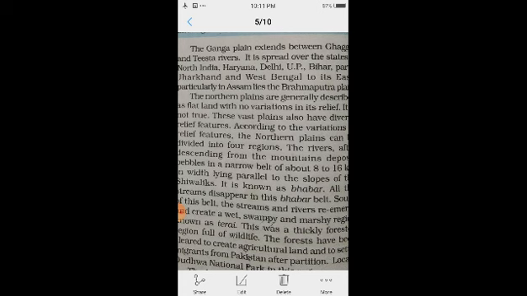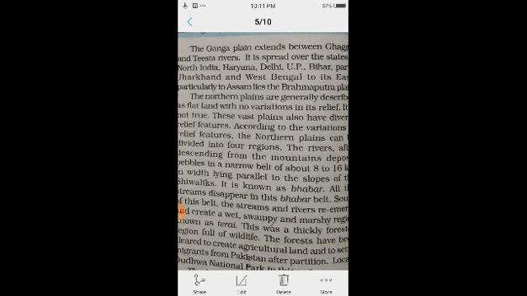And these streams in the Bhabar belt disappear. South of the belt, streams and rivers re-emerge and create a wet, swampy and marshy region. Wet, swampy and marshy means always having water, land that is covered with water. They are known as which region? That is Tarai. Tarai region.